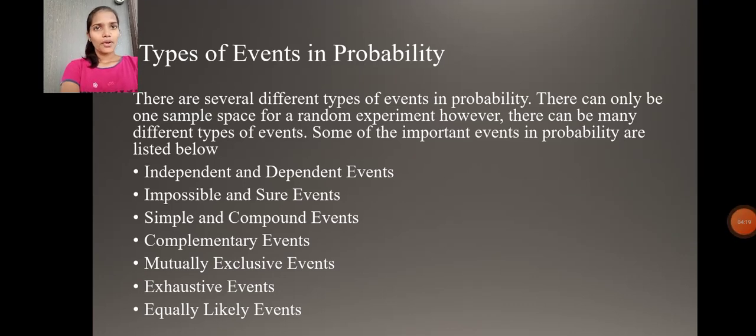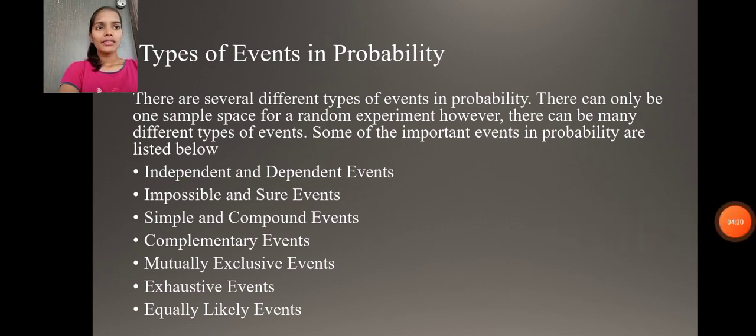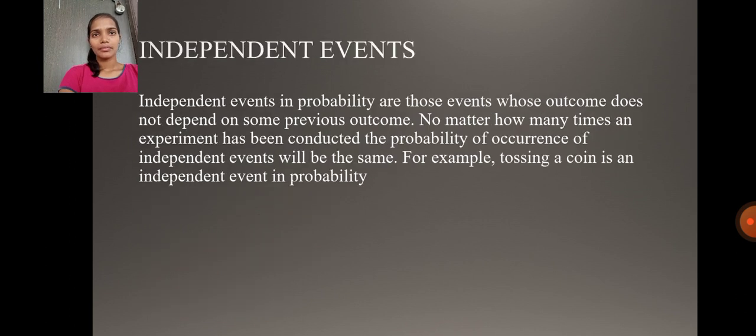Types of events in probability. There are several different types of events in probability. There can be only one sample space for a random experiment. However, there can be many different types of events. Some of the important events in probability are listed below: independent and dependent events, impossible and sure events, simple and compound events, complementary events, mutually exclusive events, exhaustive events, and equally likely events.